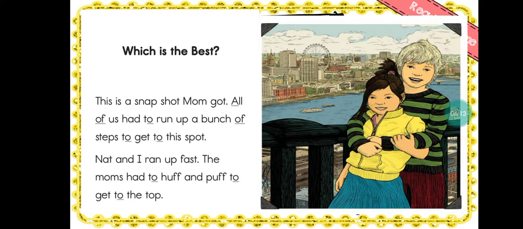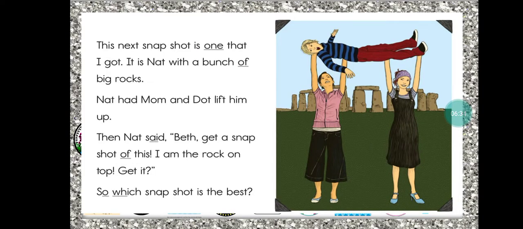Which is the Best? This is a snapshot Mom got. All of us had to run up a bunch of steps to get to this spot. Nat and I ran up fast. The moms had to huff and puff to get to the top. This next snapshot is one that I got. It is Nat with a bunch of big rocks. Nat had Mom and Dad lift him up.